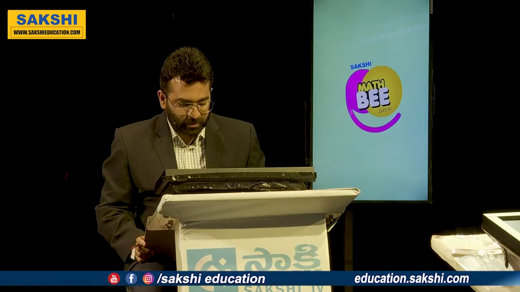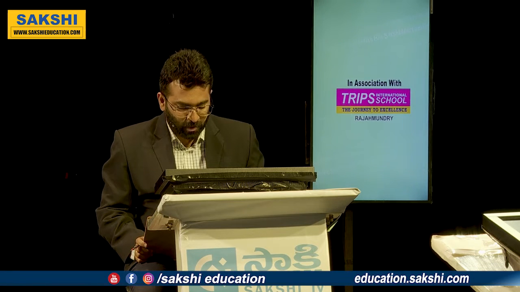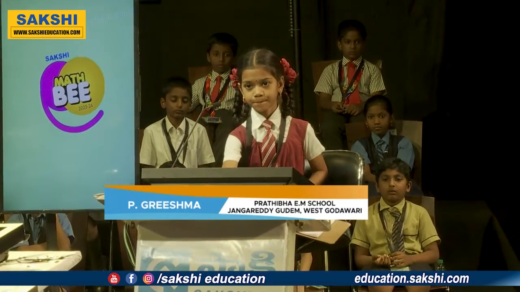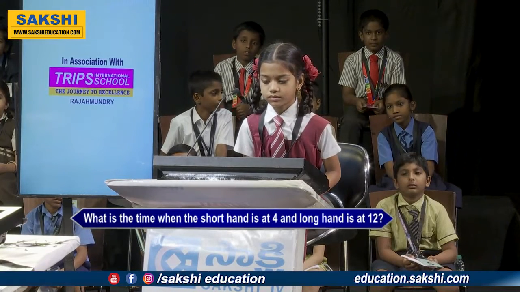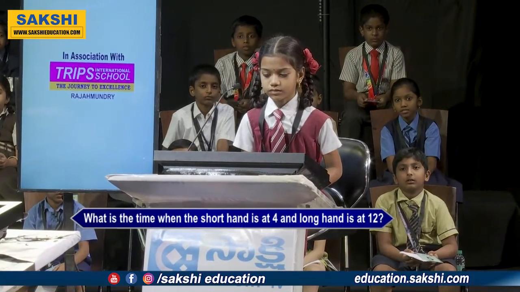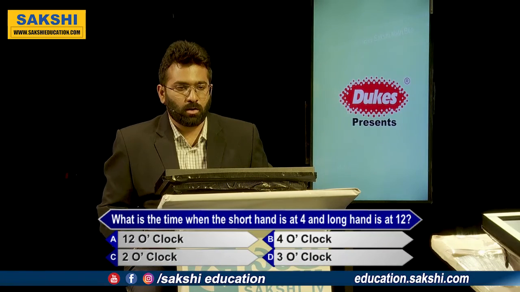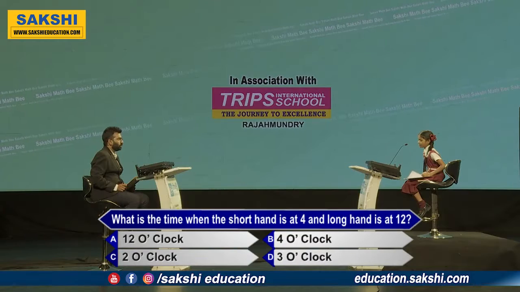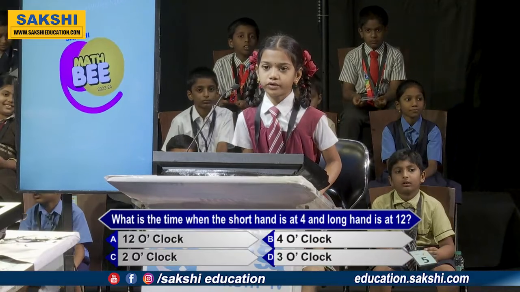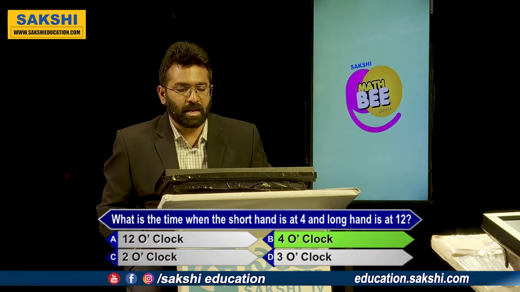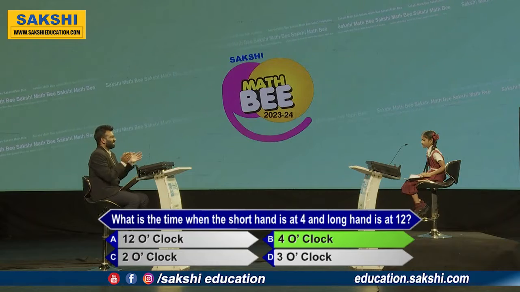Let me invite the first contestant from Andhra Pradesh, Category 1, Grishma from Pratibha English Medium School, West Godavari. Grishma, first question. On your screen now, what is the time when the short hand is at 4 and the long hand is at 12? Options please. 12 o'clock, 4 o'clock, 2 o'clock, 3 o'clock. You have 60 seconds. Option B, 4 o'clock. Please lock option B, 4 o'clock. The right one.